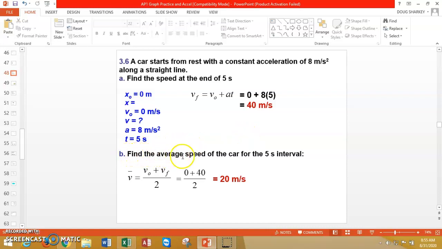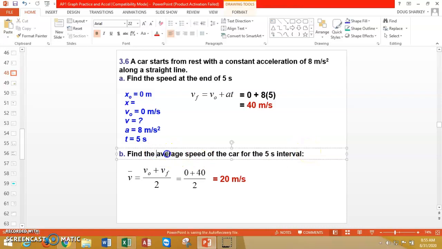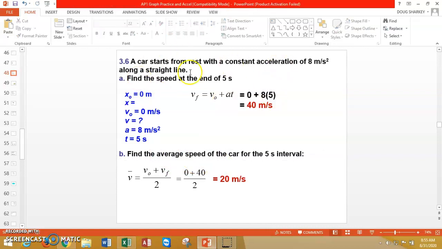Part B here says find the average speed of the car for that 5 seconds. Here again, you have to read in between the lines. They want average. The word average shows up. This was instantaneous. In other words, at 5 seconds, how fast is that car going? That's like if you're a cop radaring someone on the side of the road at 5 seconds. Boom. So this is an instantaneous thing, which is why we used equation number 1.